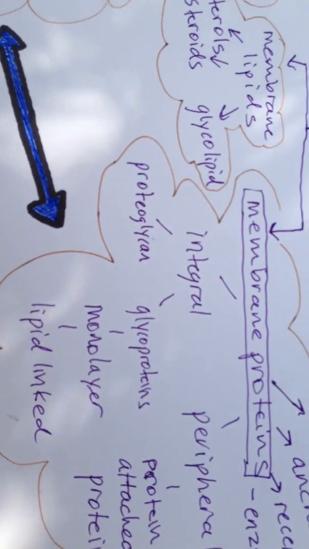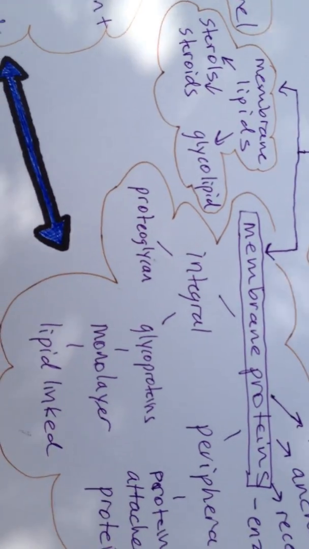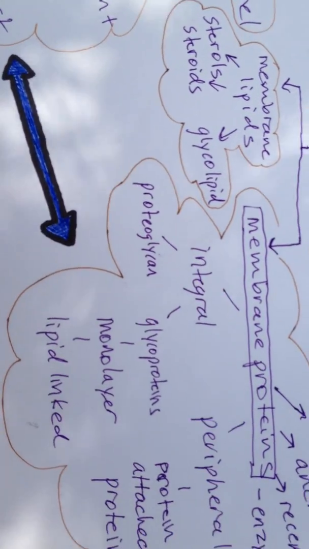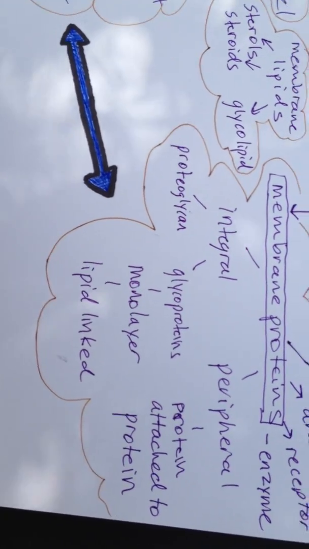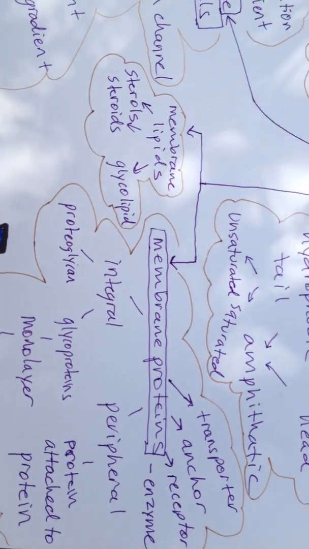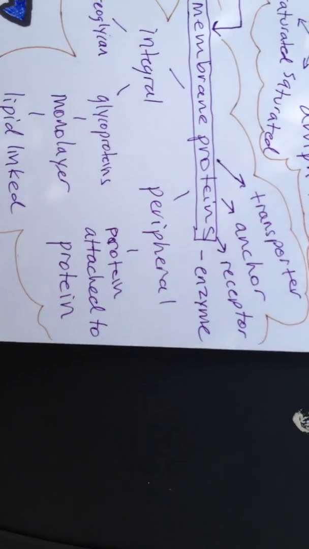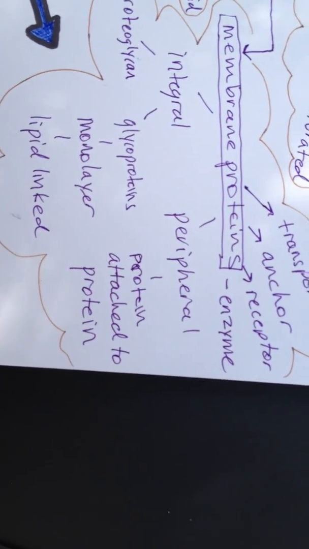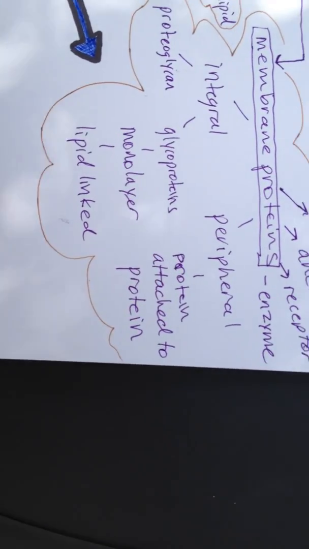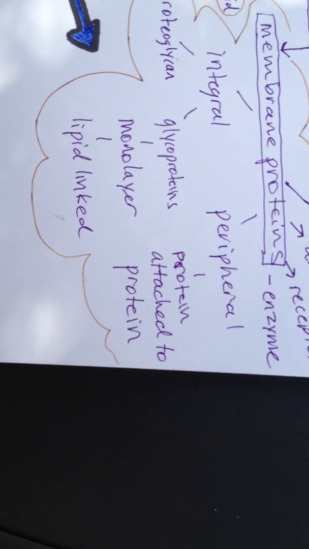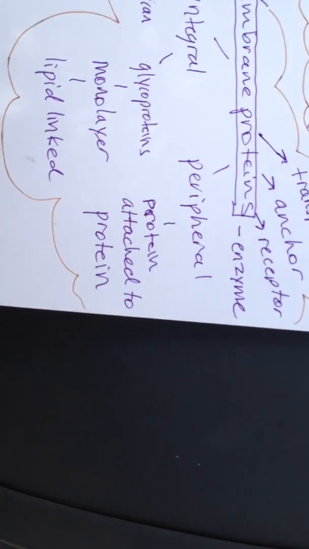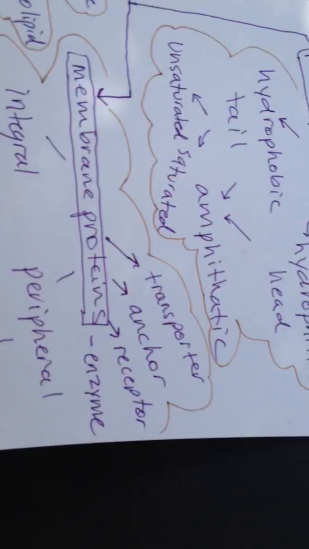And there are four different types of integral proteins: proteoglycan, glycoproteins, monolayer, lipid link. And you have your peripheral proteins. Those are proteins attached to other proteins, such as those proteins that aren't specifically integrated into the membrane.